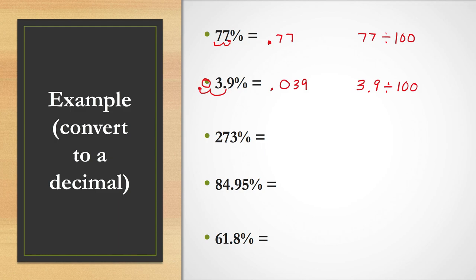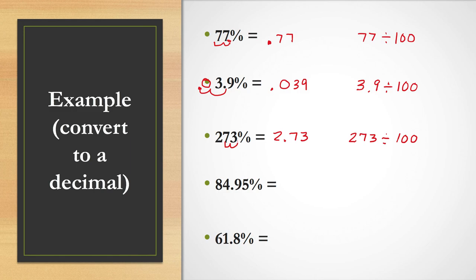Okay, what about 273? Where's your decimal place? Again, it's sitting here if we don't see it at the end. We're going to move it 1, 2, and it'll be between the 2 and the 7. All right, or if you're doing it by the other method, you're going to enter 273 into your calculator and then divide by 100.